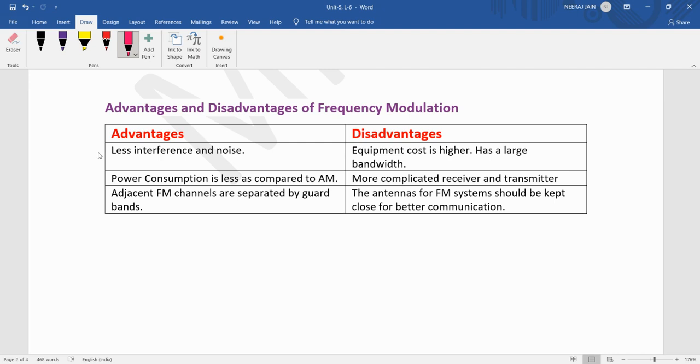Advantages: there is less interference and noise in FM signals. Power consumption is less. FM channels are separated by guard bands. Some disadvantages are that the equipment cost is higher, and a more complicated receiver and transmitter are required. The antenna for an FM system should be kept close for better communication.